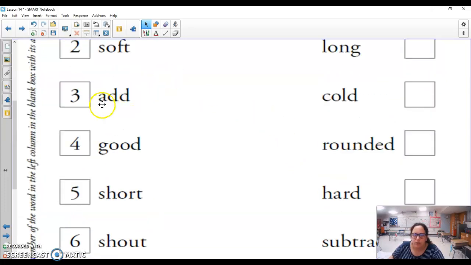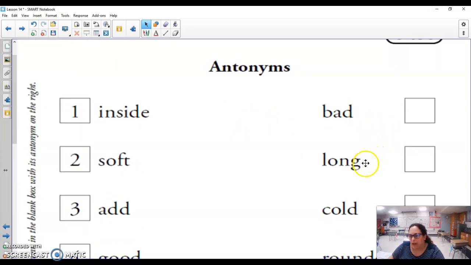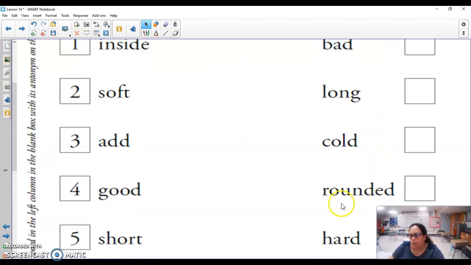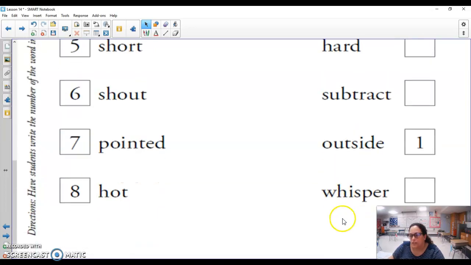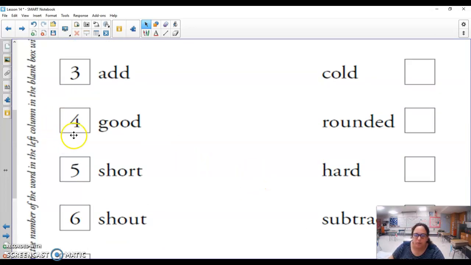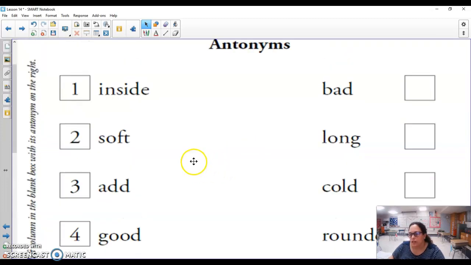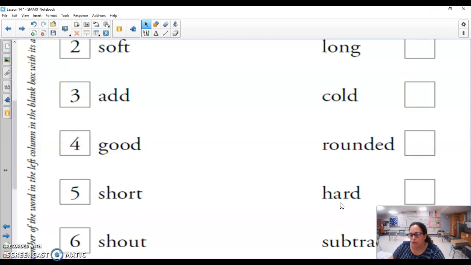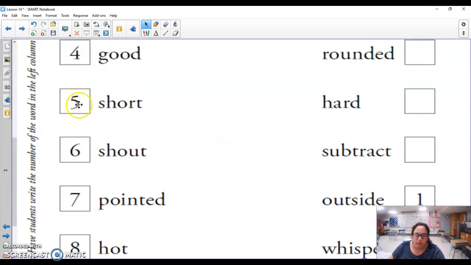Then go to number 3. What's the opposite of add? Bad, long, cold, rounded, hard, subtract, whisper. Remember to put a number 3 in the box next to the antonym. Number 4 is good. The opposite or the antonym of good, is it bad, long, cold, rounded, hard, subtract, or whisper? Number 5 is short.